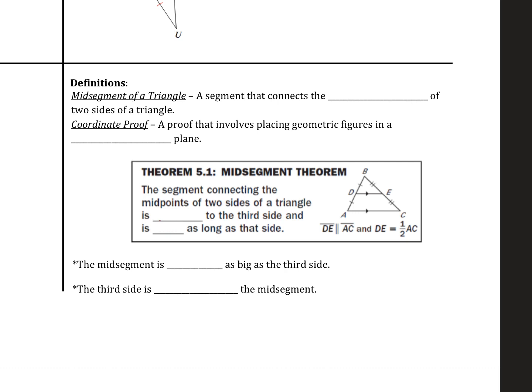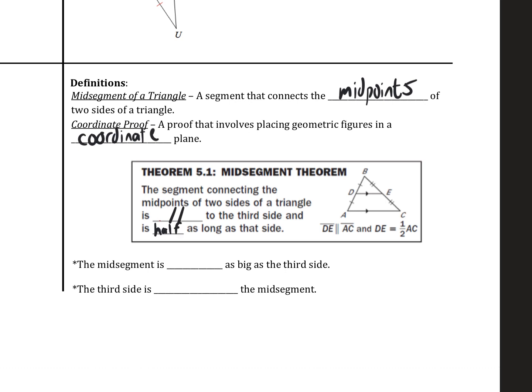A midsegment of a triangle is a segment that connects the midpoints of two sides of a triangle. And a coordinate proof is a proof that involves placing geometric figures in a coordinate plane. And what kind of plane? A coordinate plane. And the midsegment theorem: the segment connecting the midpoints of two sides of a triangle is parallel to the third side, and is half as long as that side.